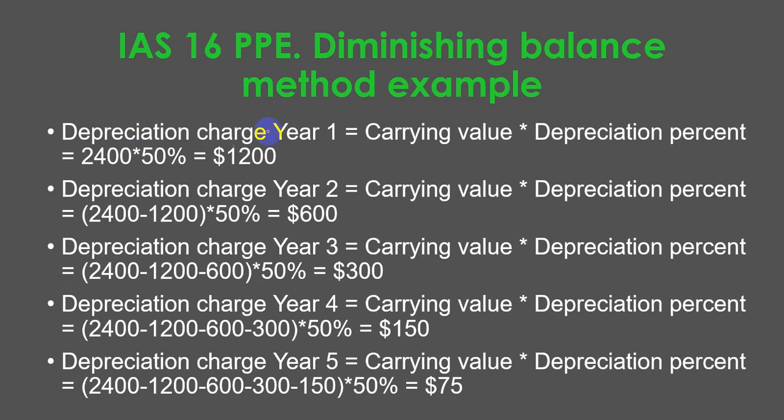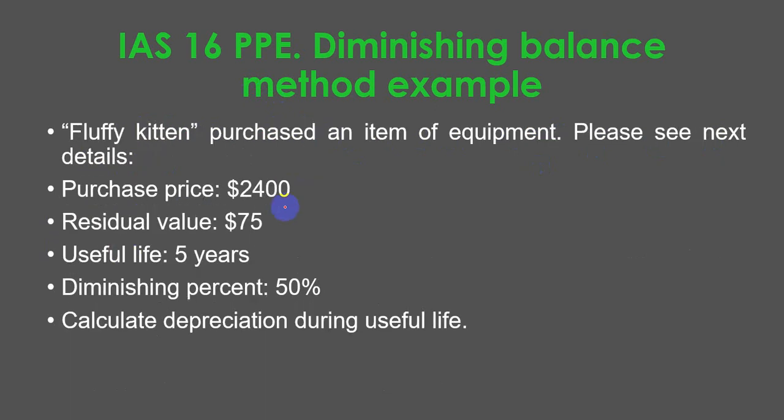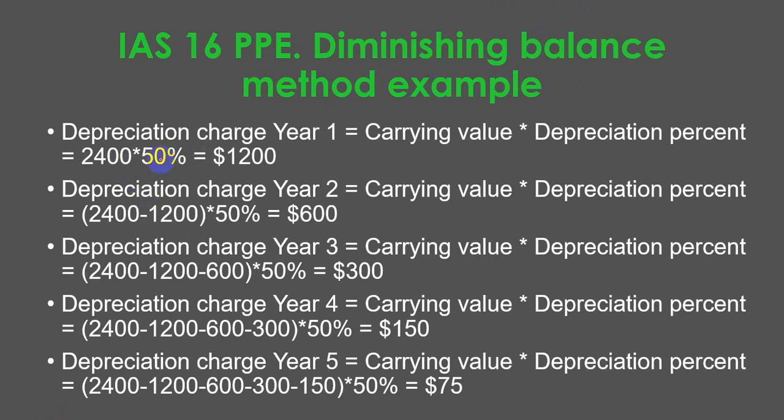So depreciation charge for the year 1 will be carrying value multiplied by depreciation percent. Carrying value of 2,400, which is purchase price here. We don't need to adjust it for residual value for diminishing balance method. So we just take our purchase price and multiply by the percent of 50%, which gives us depreciation for the first year in the amount of $1,200.